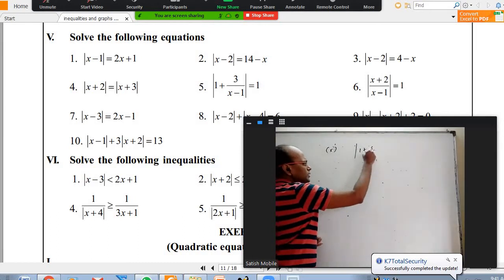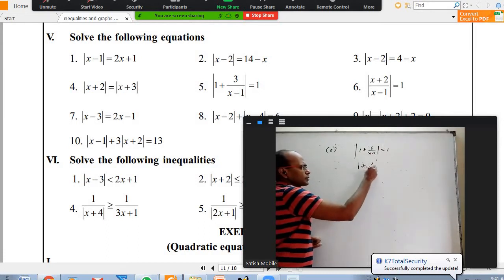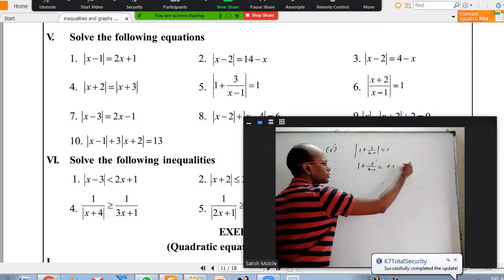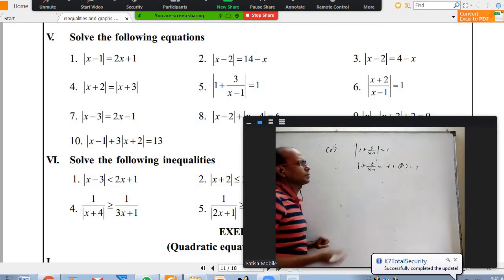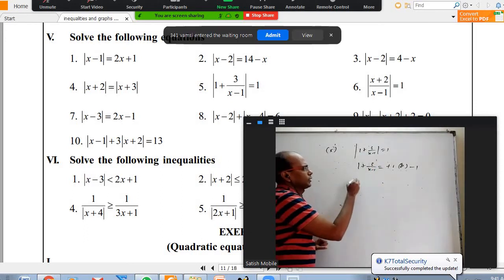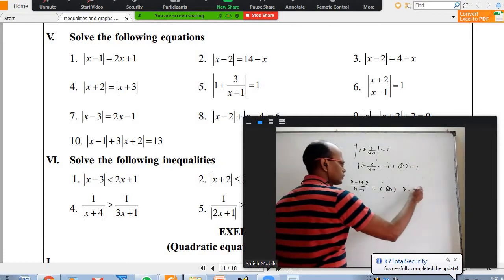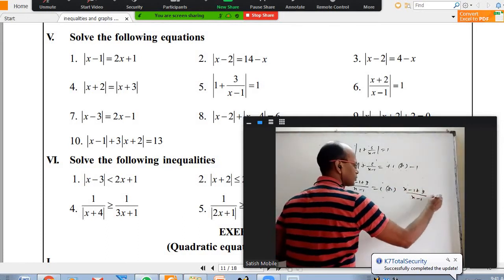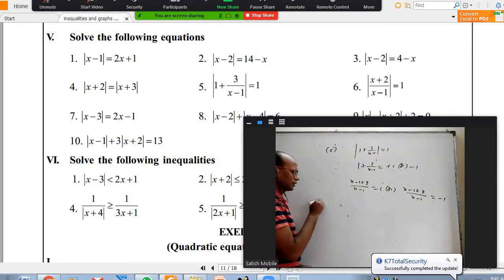Mod of (1 plus 3 by x minus 1) equal to 1 means 1 plus 3 by x minus 1 can be plus 1 or minus 1. Mod x equal to k, you can write x equal to plus or minus k provided it is a positive number. So here I'll get 1 plus 3 by x minus 1 equal to 1 or 1 plus 3 by x minus 1 equal to minus 1. Of course, obviously x minus 1 should not be equal to 0.